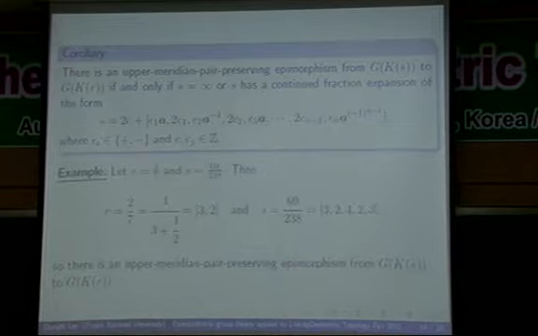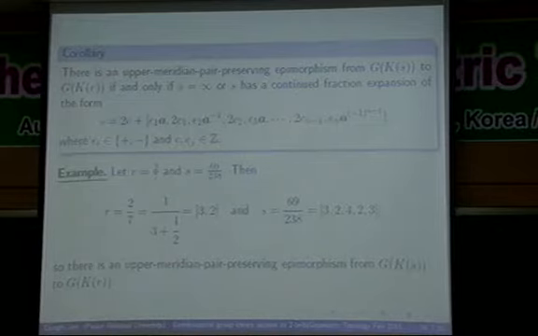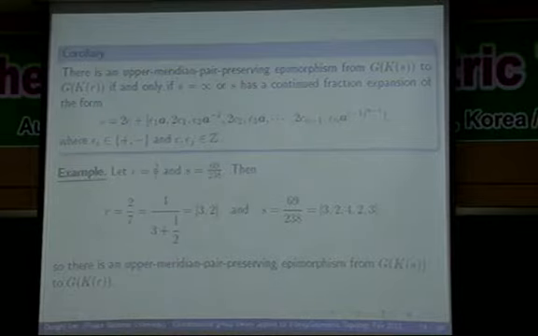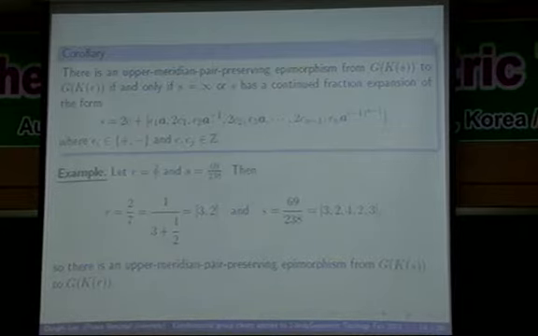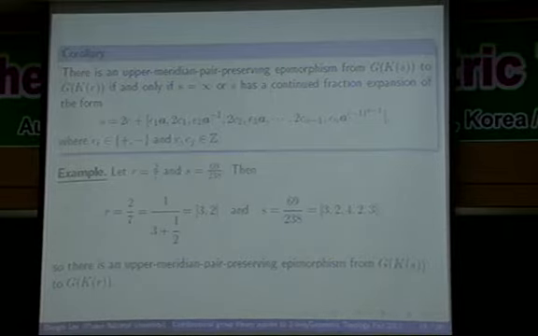So, here's a very easy example. Suppose R equals 2 over 7 and S equals 69 over 238. Then R has the continued fraction expansion [3, 2], and S has the continued fraction expansion [3, 2, 4, 2, 3]. The 3, 2 came from R, and we have 4, an even integer, and 2, 3 is the reverse of this. So this S satisfies this general pattern. Therefore, there is an upper meridian pair preserving map from G of K_S to G of K_R. This is a very easy example of the theorem.